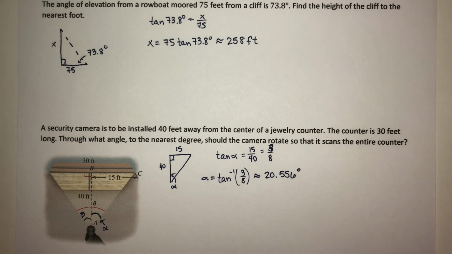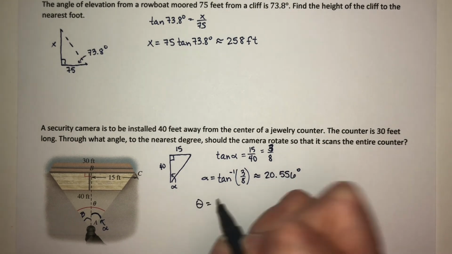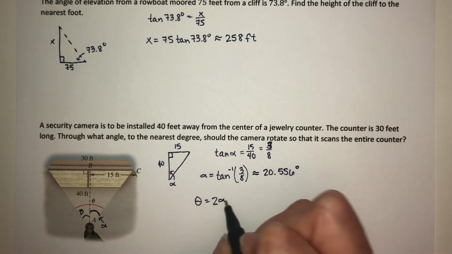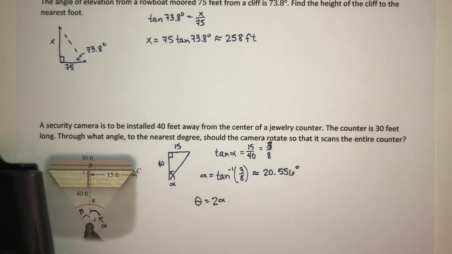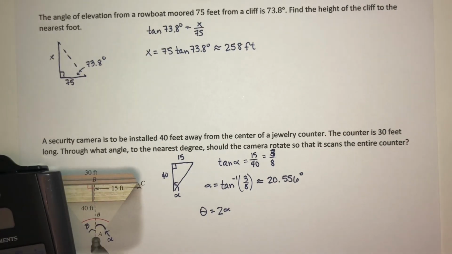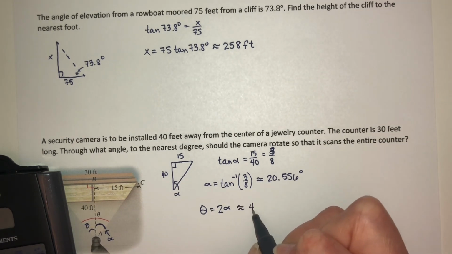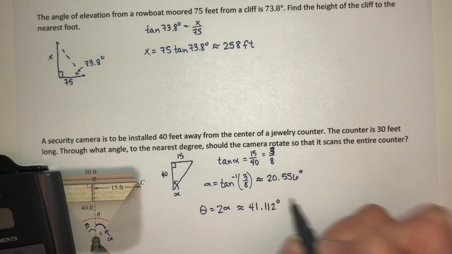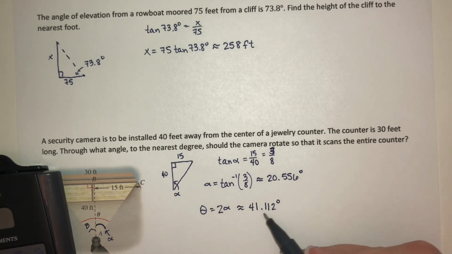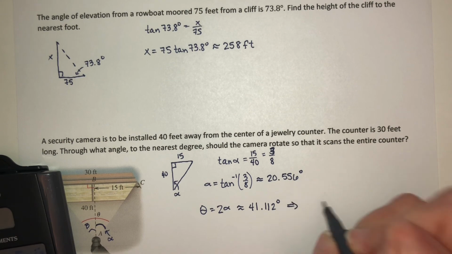Okay, and so theta is going to be 2 alphas, so multiply that by 2. 20.556 times 2 is approximately 41.112 degrees. And they ask you to round it to the nearest hundredth, so they will be looking for 41.11 degrees here.